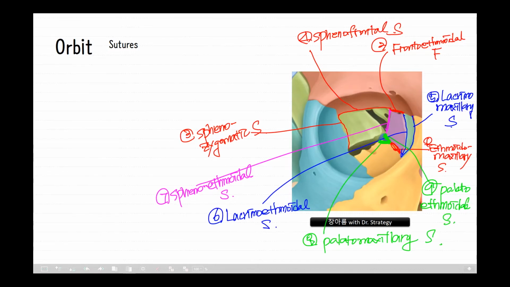There are more sutures, such as frontozygomatic suture or the zygomatic maxillary sutures. But in our textbooks, the 9 sutures are introduced for your understanding. Thank you for your listening.